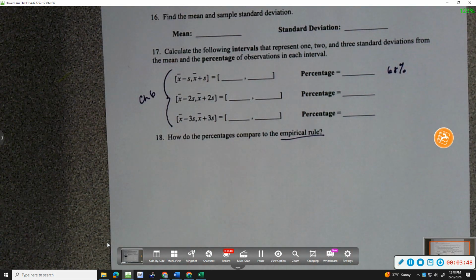So those are the 2 assignments for Chapter 8 that you need to have done by Friday. Reach out if you have questions.